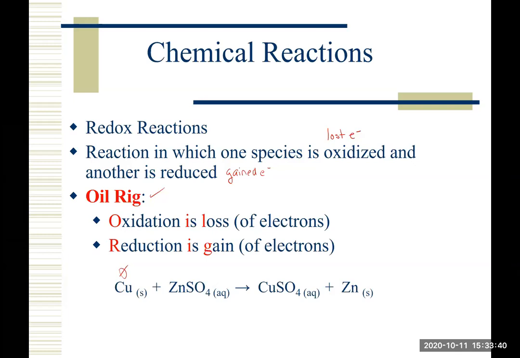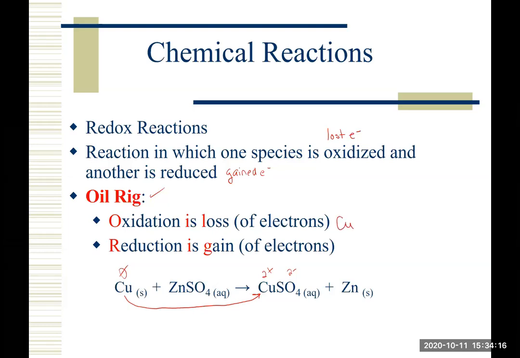If we look in the products, we know that sulfate has a 2- charge. That means that copper has to have a 2+ oxidation state for charge neutrality to have occurred in forming copper sulfate, copper 2 sulfate, essentially. Copper then went from a 0 oxidation state to a 2+ oxidation state. In order to do that, copper had to lose 2 electrons. And so copper has been oxidized in this reaction.